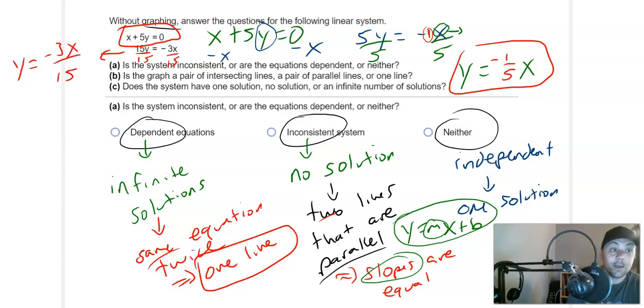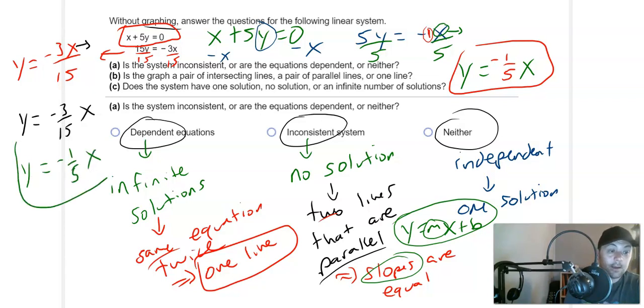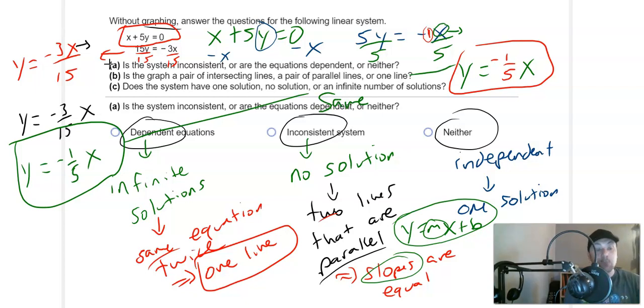I'm going to do the same thing. I'm going to move the x off to the side. So we get y equals negative 3 over 15x. And as always with fractions, you need to reduce. And so when we reduce this fraction, it reduces to 1/5. And so you see we get the same equation twice. They look different when they're given to us, but when I solve them both for y, I realize this is actually the same equation both times. They just were written a little bit differently.